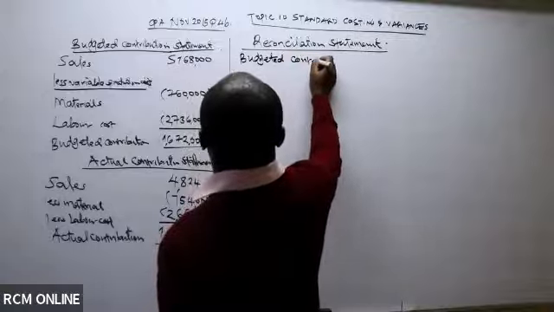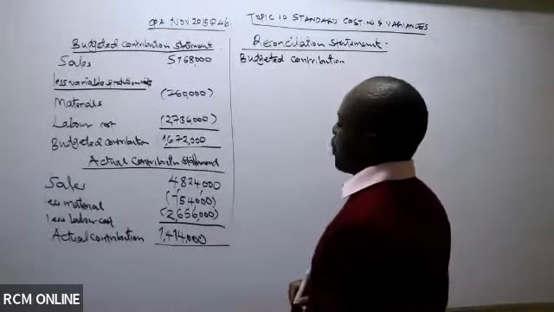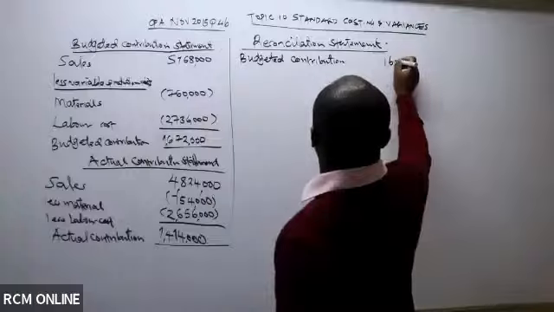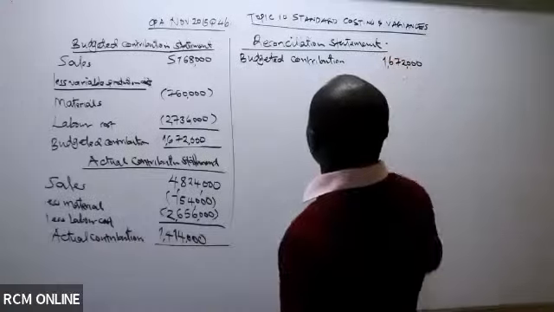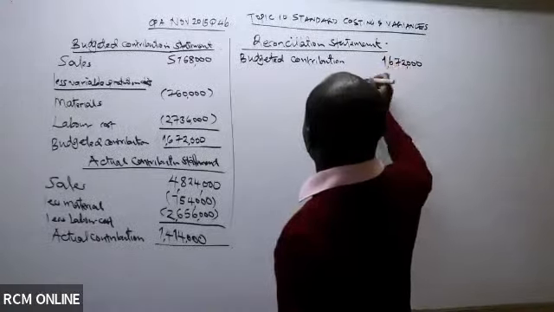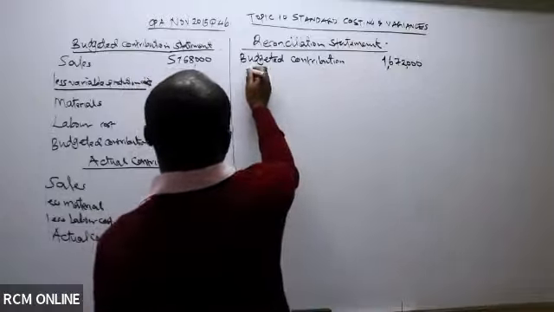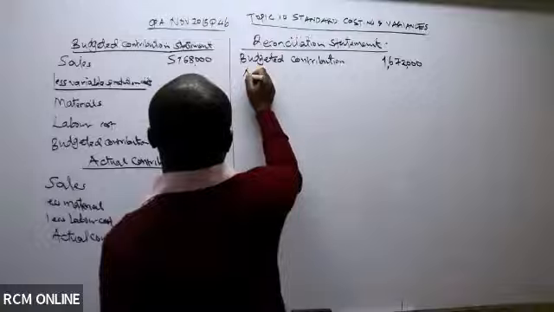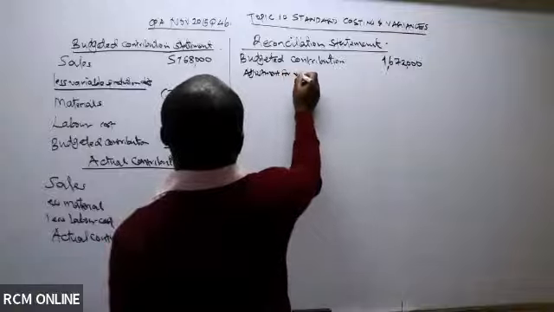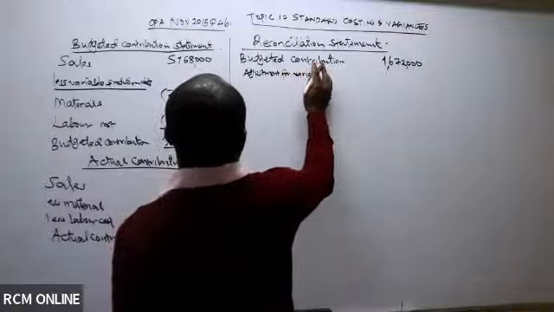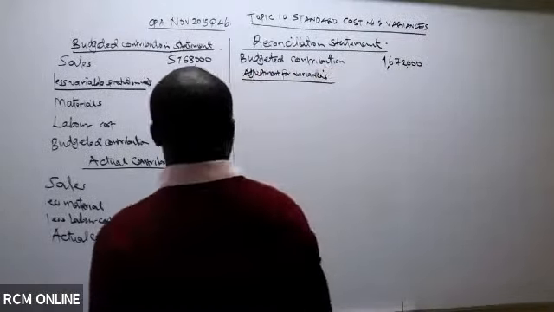Budgeted contribution, we are having 1,672,000. Then we need to do adjustment for variances, right? So let's have adjustment for variances. Remember, variances will be adding or deducting depending on the nature of that particular variance.